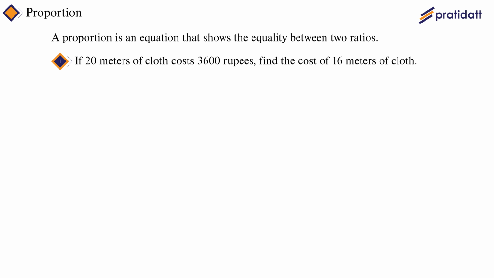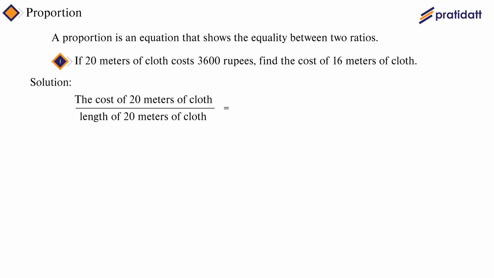We can also solve this example with the help of an equation. First of all, think about how to write the word problem in the form of an equation. If you don't know about that, then click on the I button to learn it. We can write the relationship as a proportion. The cost of 20 meters of cloth upon the length of 20 meters of cloth is equal to x upon the length of 16 meters of cloth.